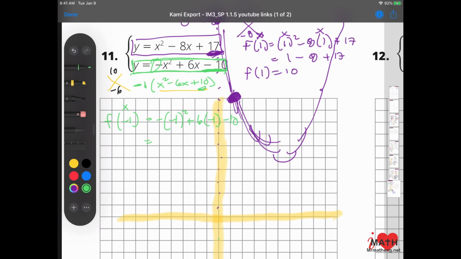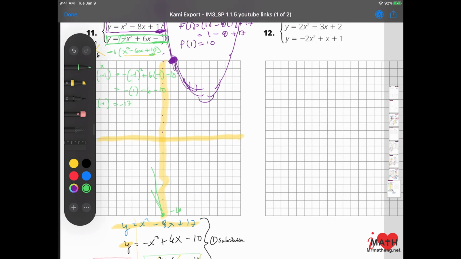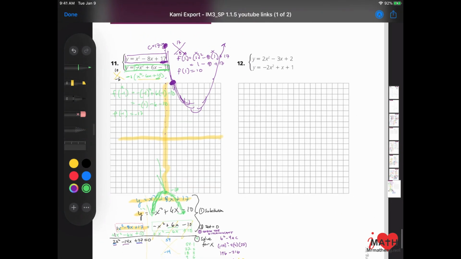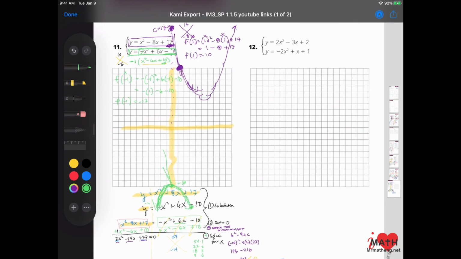We're going to get -1 squared, which is 1. So opposite of 1, -6 minus 10. And you'll get -17. So my graph is at -1, -17, which is way down there. But the big idea is, are those graphs going to intersect? The answer is no.